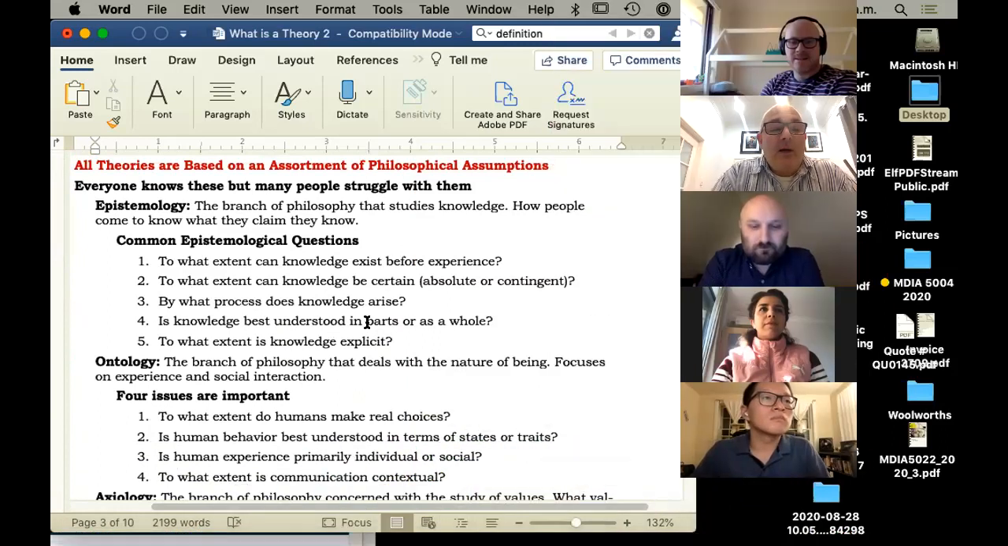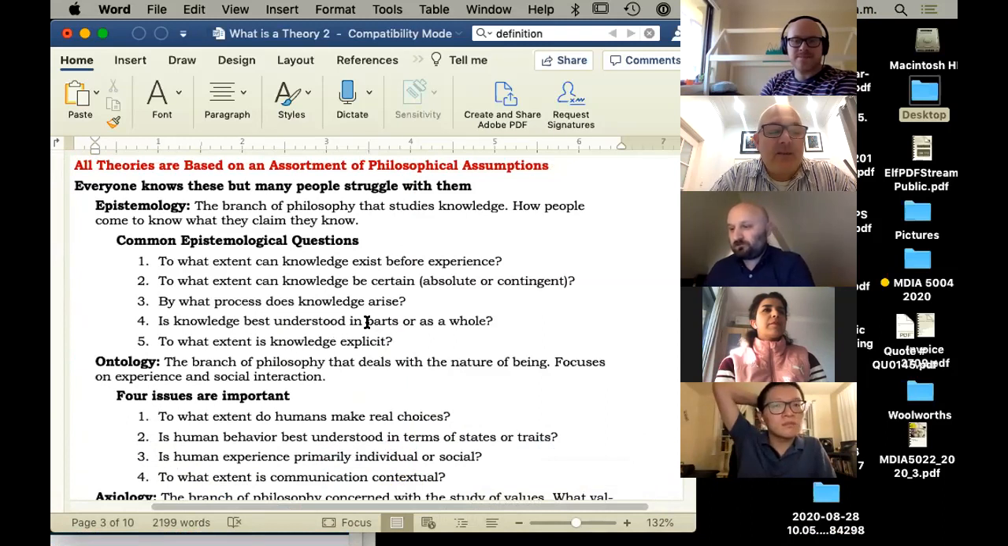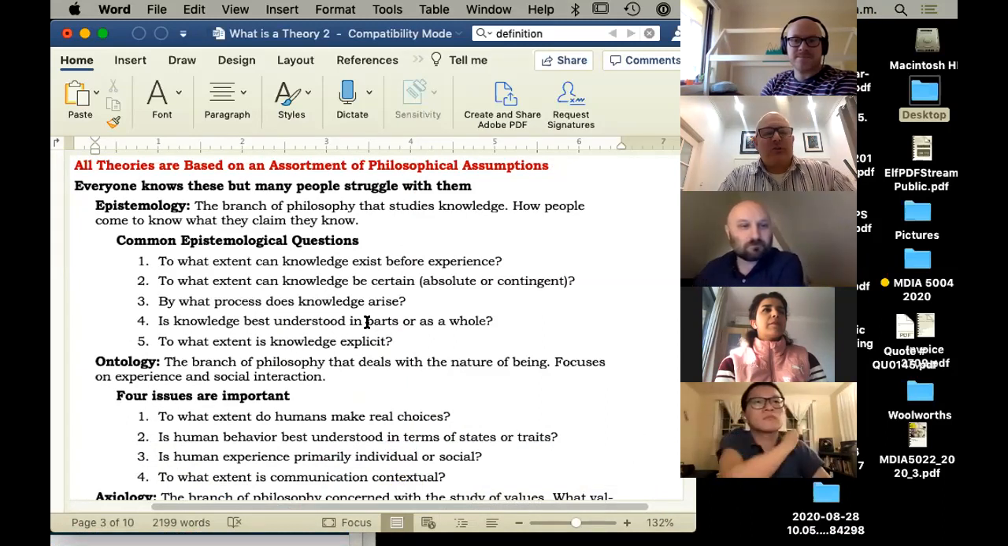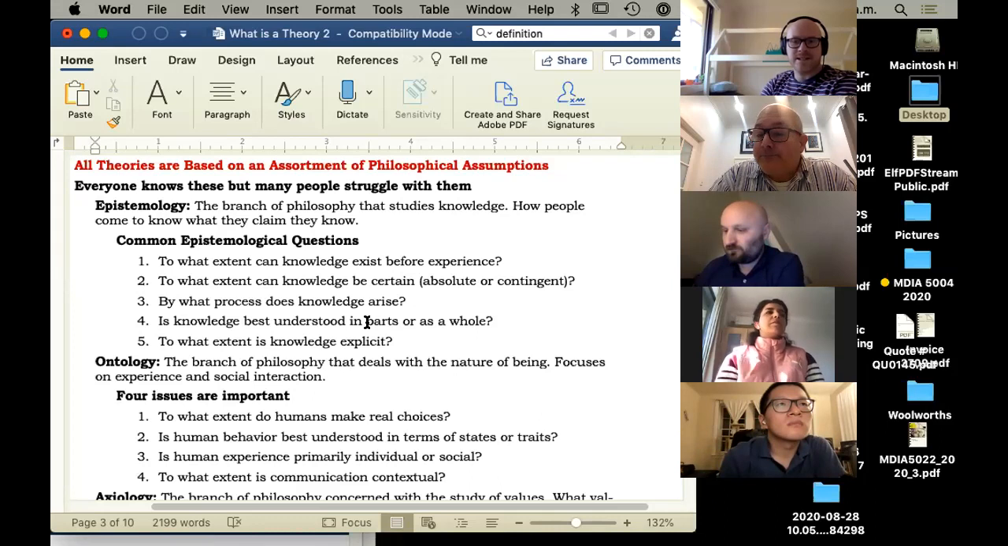All right, so this is something I know that many people struggle with, even professors who've been working with this for a long time. Epistemology, ontology, axiology. This is in many ways the basis of theory, okay? Everyone, I think, knows these concepts, has heard of them, and I think epistemology is probably the easiest of them. That was what we were just talking about, right? Epistemology, branch of philosophy that studies knowledge, how people come to know what they claim they know. And there are certain kinds of questions that we ask, epistemological questions.